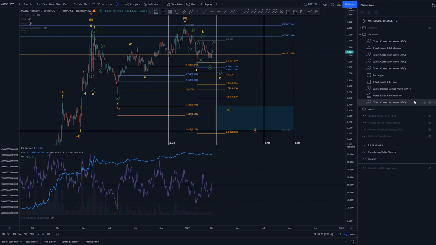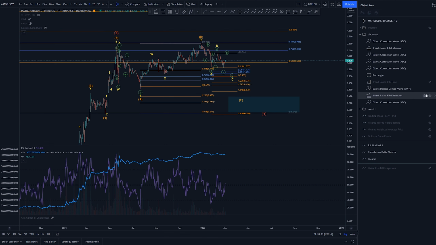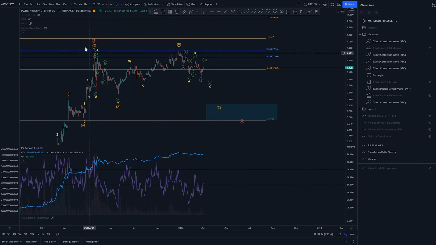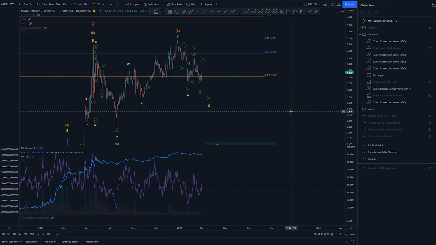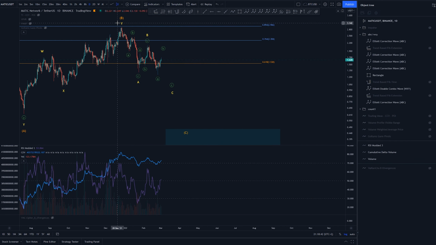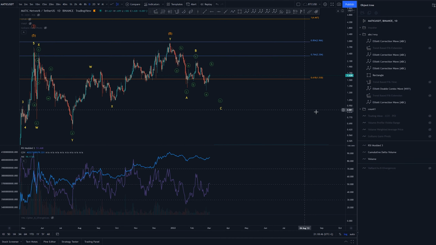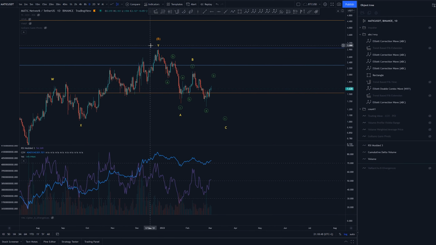Now let's hide the time for a bit, it's confusing, and let's hide these as well. So here I got the ABC. Now again, this can be a WXY as well. Why? Well, because this looks again 3-wave-ish. Either this is ABC, ABC and ABC.